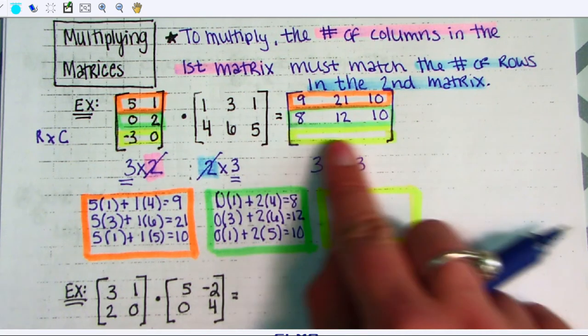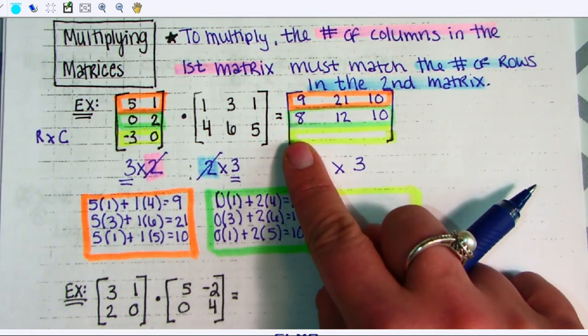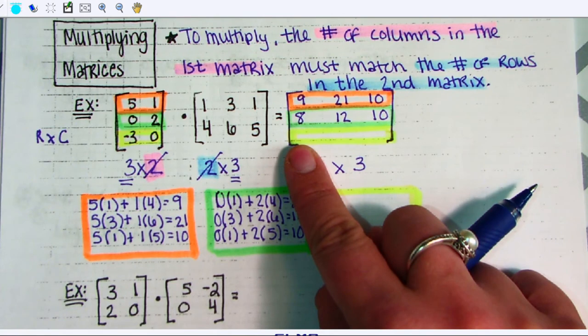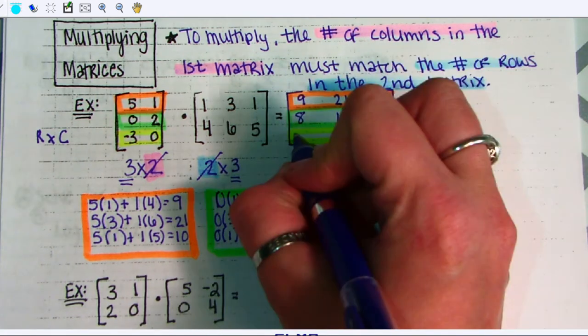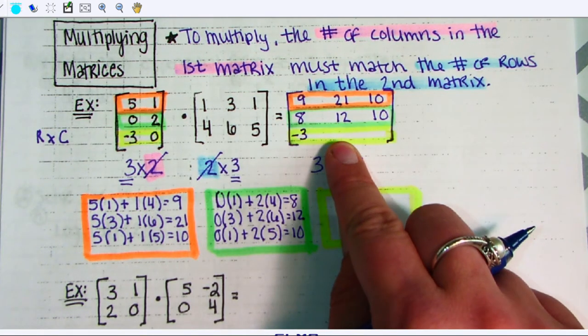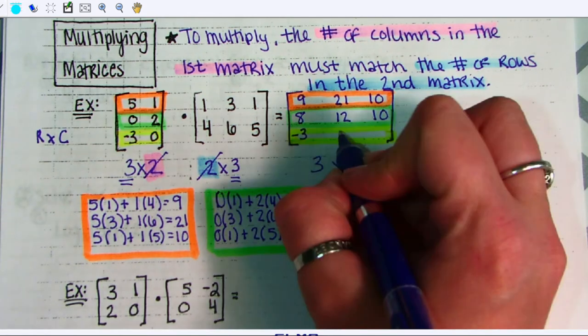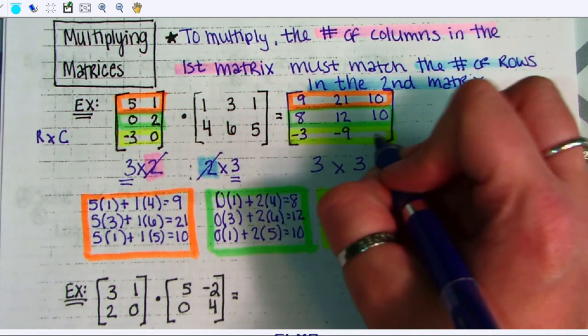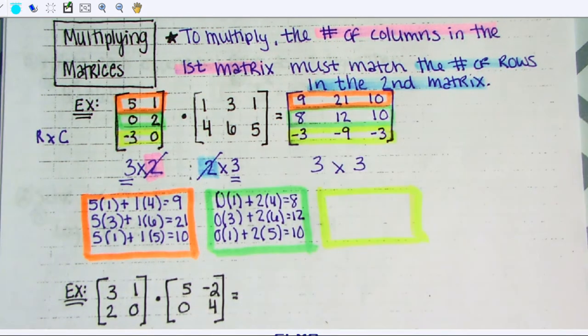Get in order. What's the first spot here? Negative 3. -3. Middle? -9. Last? -3. So if you didn't get those, that's okay. Let's talk about the math one more time.